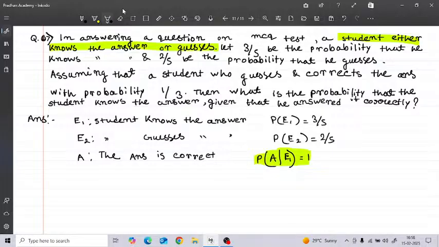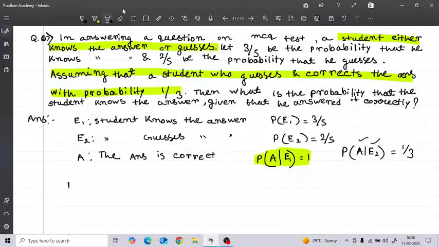Now it is also given that a student guesses and answers correctly. Then it means the probability of A given E2, that a student guessed and got it correct, is 1 by 3. Now I have to find this probability E1 given A, the probability that the student knows the answer given that the student answered correctly.